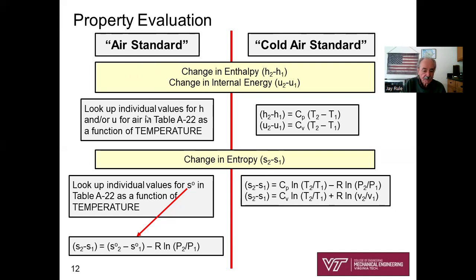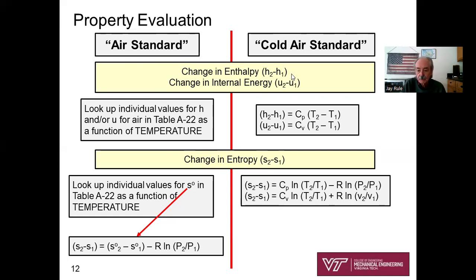That's variable specific heat. Well, you're going to look up individual values for h or u in table A-22 as a function of temperature. And we'll look at a screenshot of that table in a second. But remember, T is tabulated on the left-hand column, and you're simply going to look to the right to look up a value for h or u.